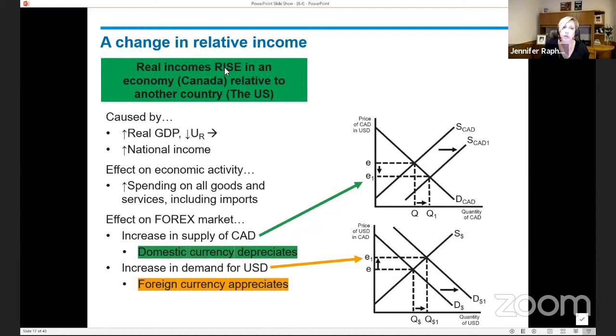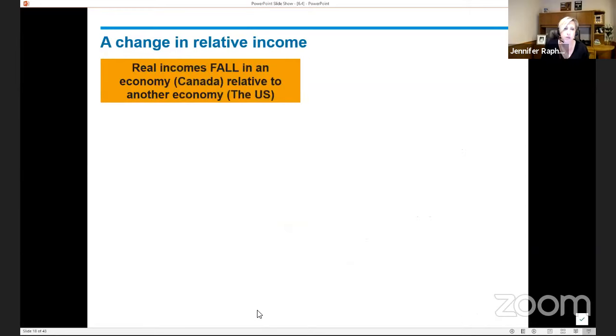So we can conclude when there's an increase in real income in an economy relative to other countries, the domestic currency depreciates and the foreign currency appreciates. So let's work through that in reverse.